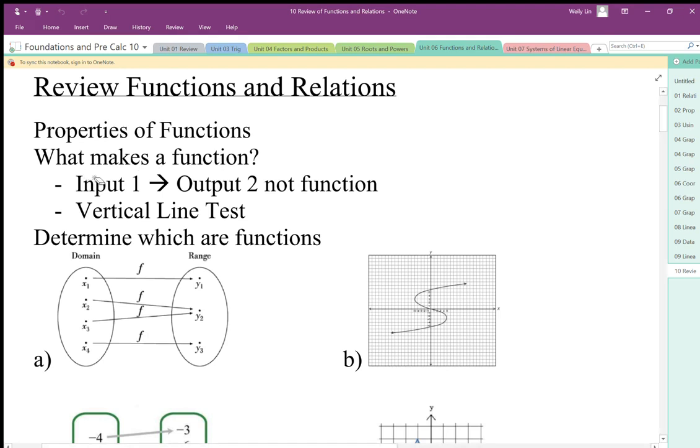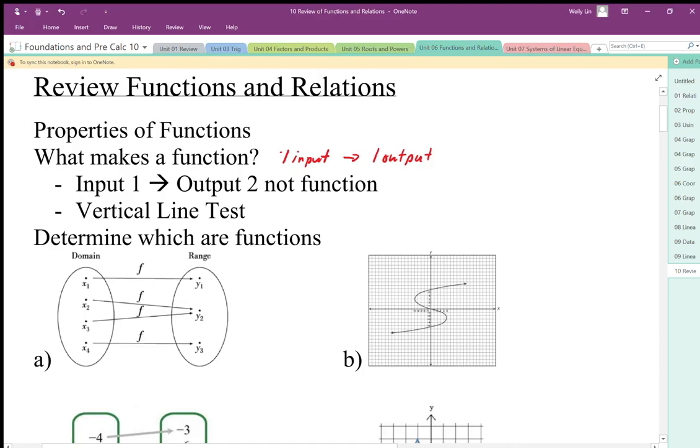So basically our definition is one input having two outputs is not a function. One input has to have one output. So what makes a function? One input maps onto one output. One element in the domain maps onto one element in the range. What does not make a function is when we have one input going to two outputs.